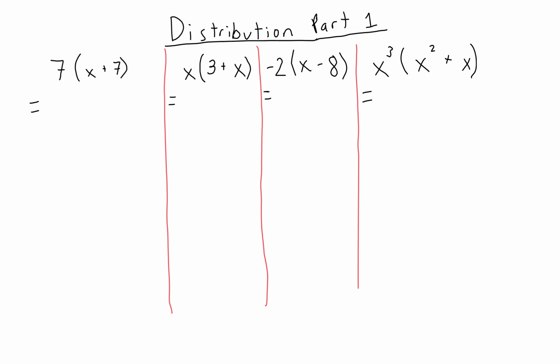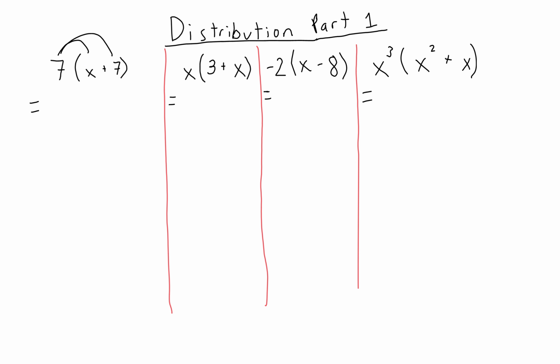Okay, here is a review and potentially an extension of the idea of distribution in mathematics. So if we want to multiply 7 times the quantity of x plus 7, most students like to draw these lines here to show distribution. What's happening is we are, in some sense, sharing this 7 with both the x and with the other 7, because the 7 is being multiplied with this entire quantity, x and 7.